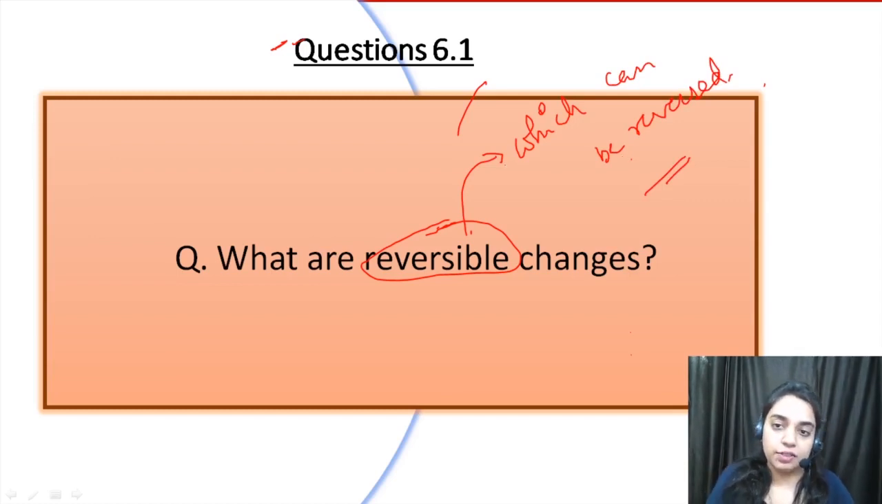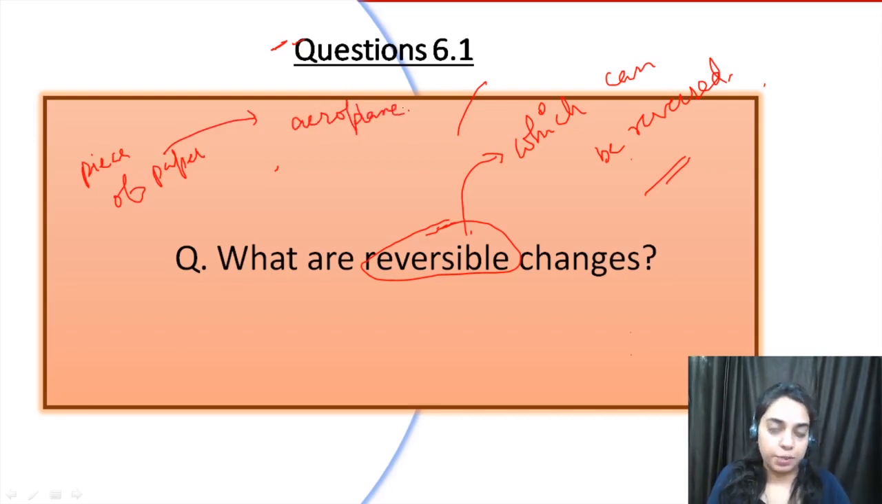You can think of an example which we have discussed in the session also. Suppose you have a piece of paper and you fold it into the shape of an aeroplane. So you have made an aeroplane out of the paper. Now if you want, you can at any time unfold it, right, and you will get your piece of paper back. So children, this is a reversible change.